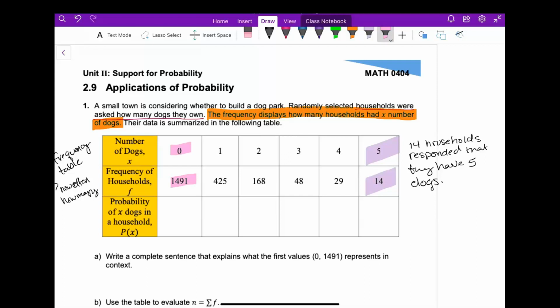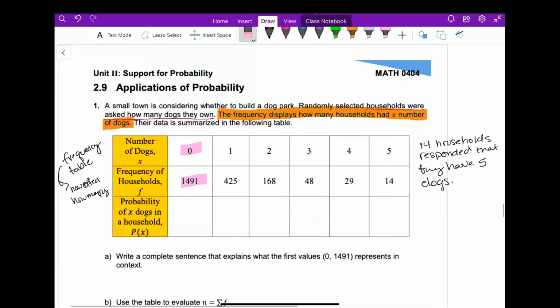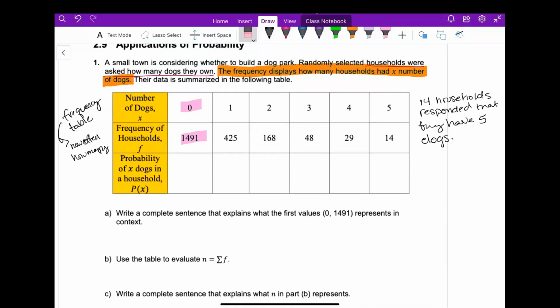Okay, and then the last row is going to ask us for the probability of X dogs in a household. So I'm already observing a couple words, even though I haven't been asked to do anything. Probability, I remember we did this in the last section, and then it involves the dogs in a household. Question A. Write a complete sentence that explains what the first values 0, 1491 represents in context. Ooh, okay, great.